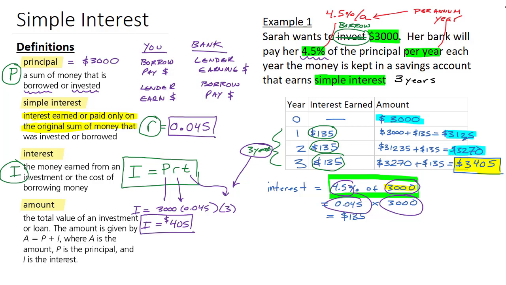So that's the formula. Let's highlight that really clearly. There's the formula we want: interest equals principal, the amount you started with, times the interest rate, times the time, the number of years.